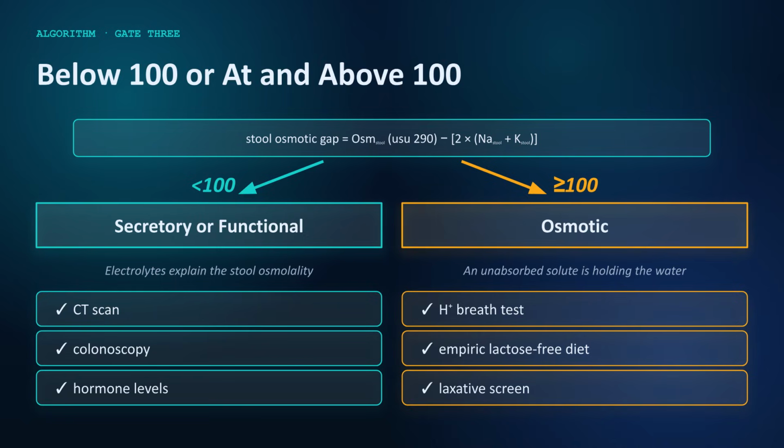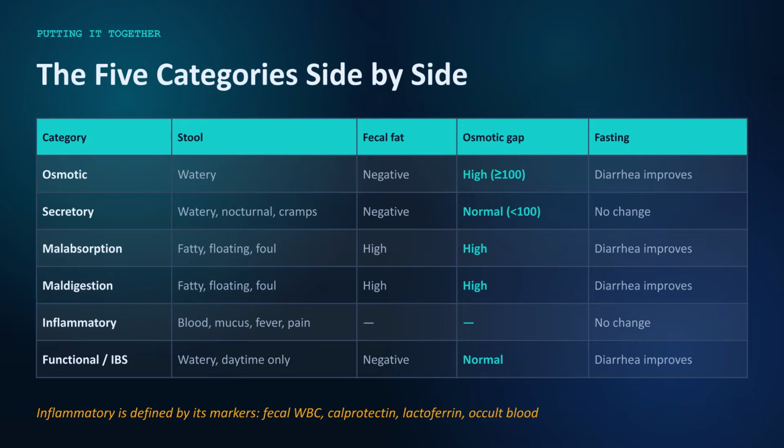If the gap is at or above 100, something other than electrolytes is holding the water, an unabsorbed solute. That is osmotic diarrhea. And the next steps are a hydrogen breath test, an empiric lactose-free diet, and a laxative screen. Two branches, two very different differentials, and a practical tip. An extremely low or negative gap suggests stool contaminated with urine or water, which is a clue to surreptitious laxative or water ingestion. Let us put the categories side by side.